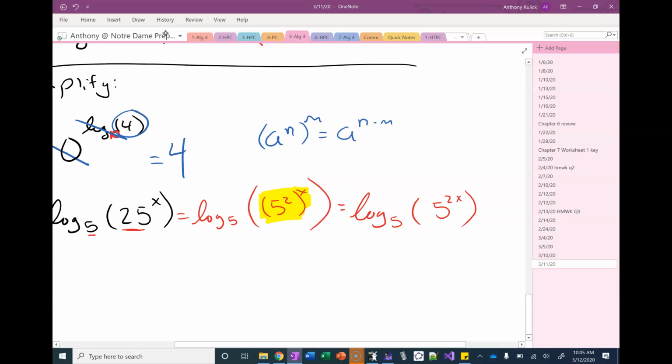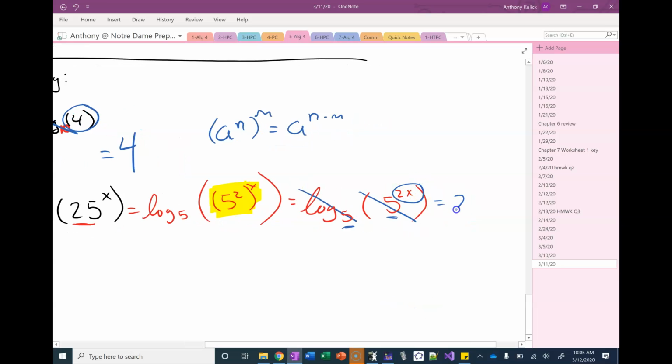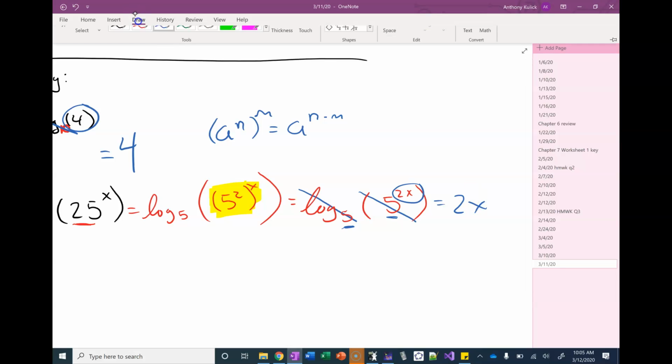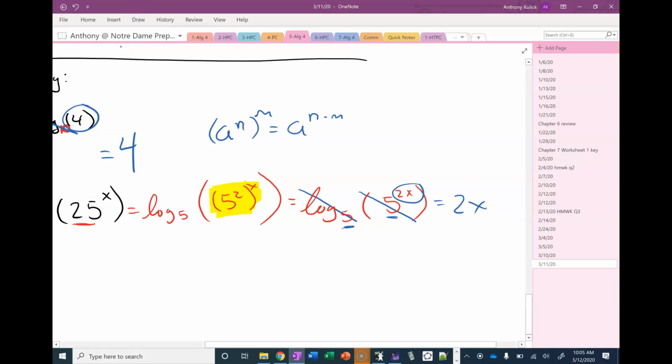And now what can I do? So log base 5 and exponent base 5, the bases match. So now they can cancel. So what am I left with? 2x. What do you guys think? That's okay? So the main thing about this is that you're trying to get the same number and that way you cancel each other out. Yes, if the bases match, they can cancel.